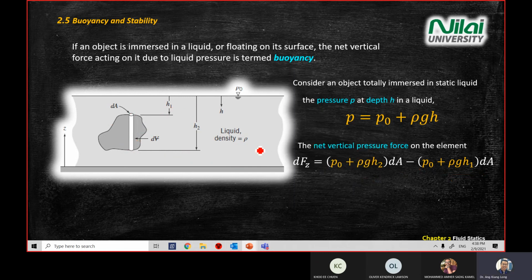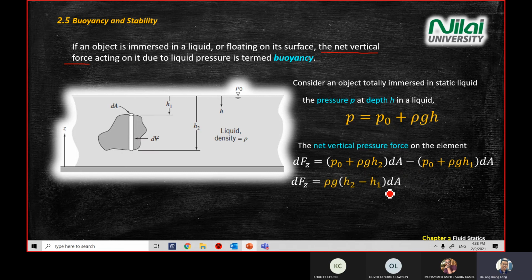And again, just back to the definition of buoyancy, we are interested in the net vertical force. If you see a question asking you to calculate the buoyancy force acting on the object, it means you only consider the vertical component. Okay, so these are all the hints or keywords for you to focus on.